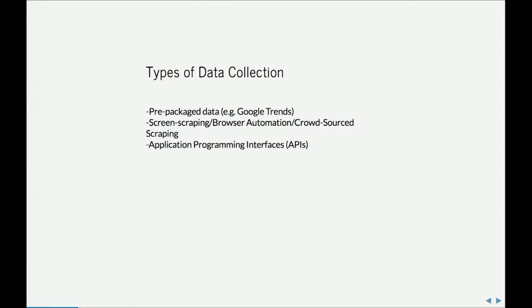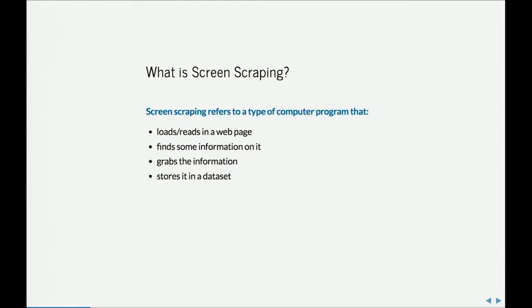The second kind of big picture way is to screen scrape in one way or another. We're going to work through a quick example of pulling data from a Wikipedia page. We're also going to talk briefly about browser automation as a way of collecting large amounts of data in an iterative manner from a website, and also what you might call crowdsourced scraping. And finally, we'll get into APIs, application programming interfaces. And I'm going to argue that these are probably our best bet for getting data for a variety of reasons.